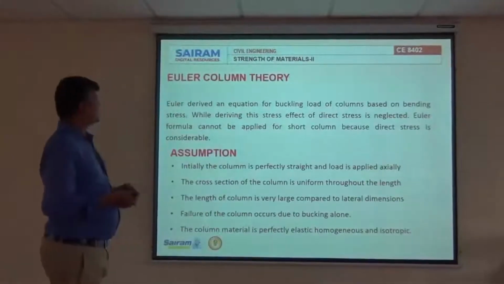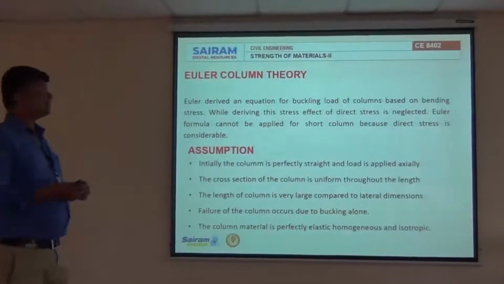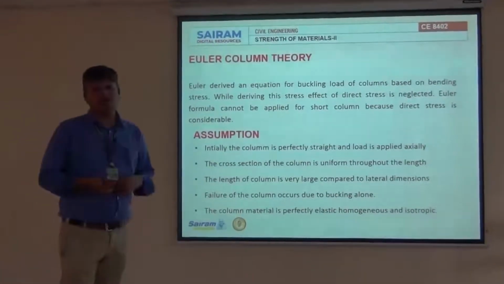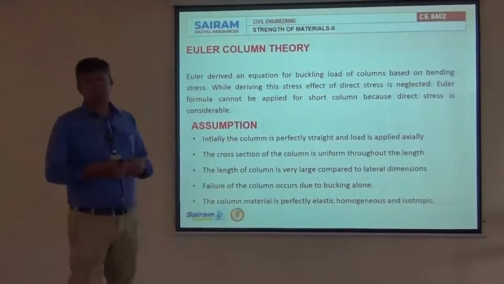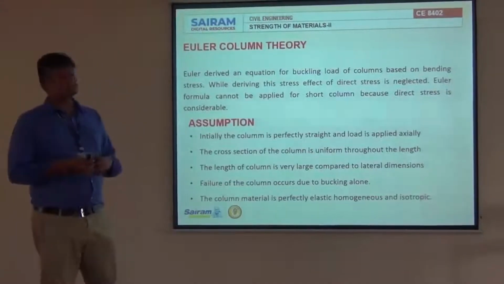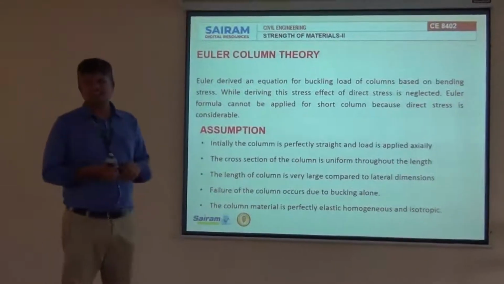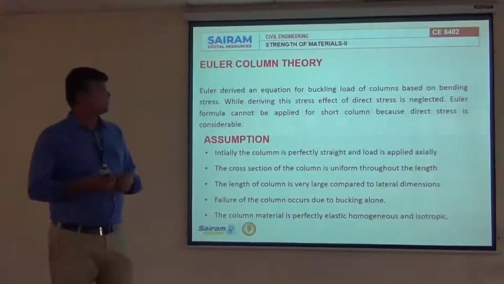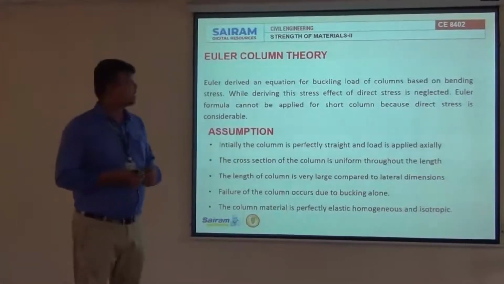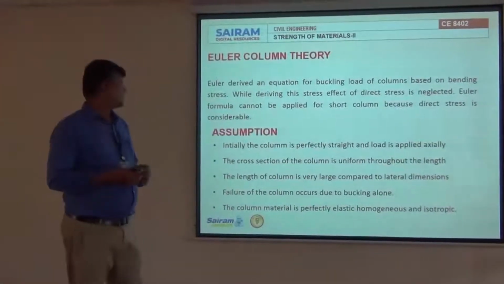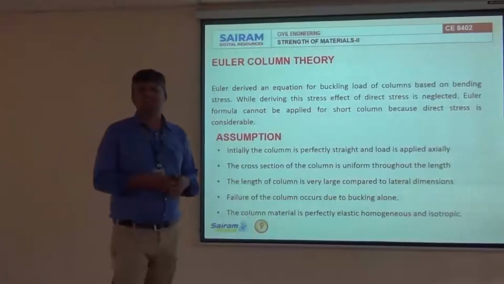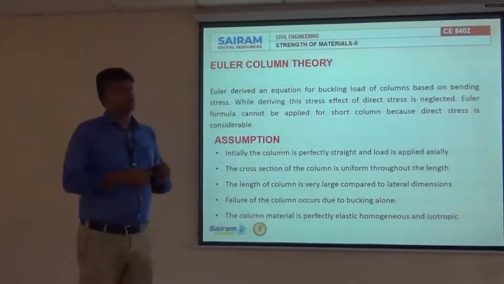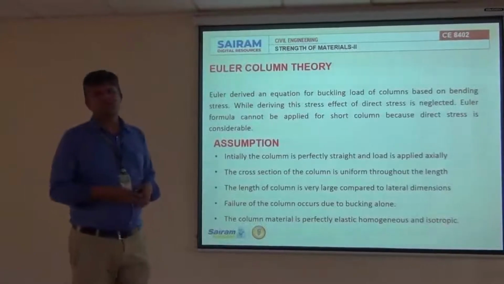Euler's column theory is derived. I will derive an equation for the buckling load of the column based on the bending stress. While deriving the stress, the effect of the direct stress is neglected. So the Euler formula cannot be applied for a short column, because in a short column the direct stress is considerable. So Euler's theory is applicable only for the long column.